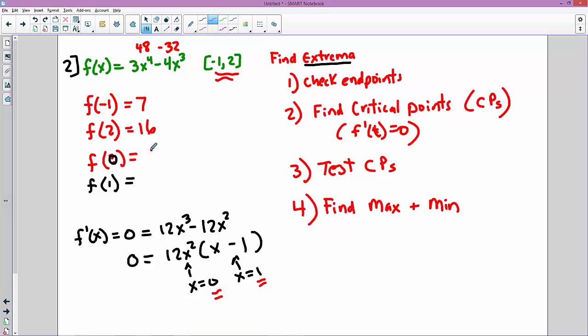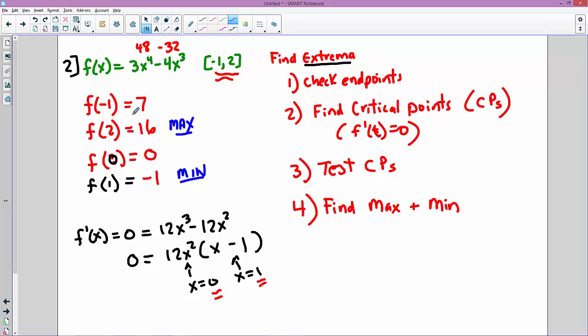Okay, f of 0 is 0. And f of 1 is 3 minus 4, which is -1. All right, and then the last step. What is the max and what is the min? The highest of these 4 numbers is the max. And the lowest is -1, so this is the min. Okay, it's that easy. You don't need a graph.